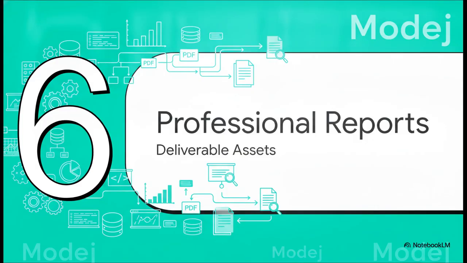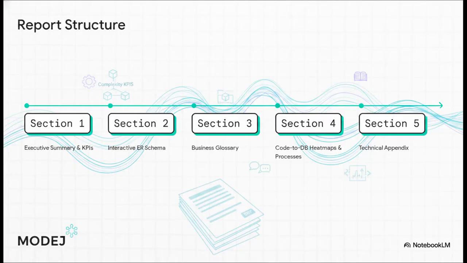Which brings us to our final stop, Section 6, Professional Reports. Let's talk about generating those highly anticipated deliverable assets. After all that importing, mapping, and analyzing, you eventually need to present your findings, right? Well, entirely within your browser, Modej generates a comprehensive 20 to 30-page PDF report. And this brilliantly illustrates the entire system. It flows perfectly from an executive summary packed with complexity KPIs, straight down into your interactive ER schema, a natural language business glossary for your non-technical readers, detailed code-to-DB heat maps, and finally, a deep technical appendix. It is a massive, incredibly thorough deliverable, and it's created in just seconds.